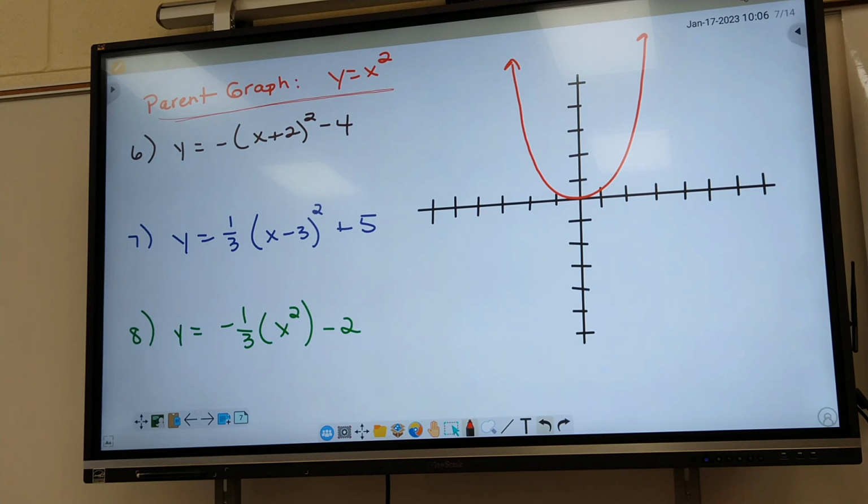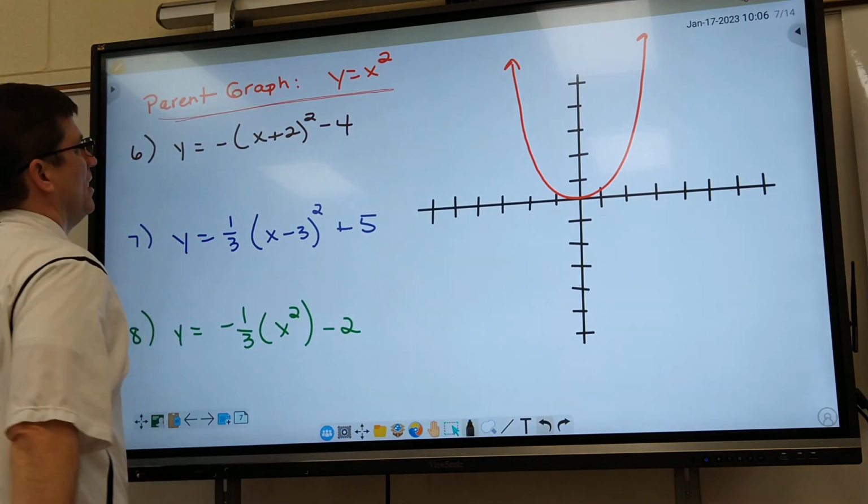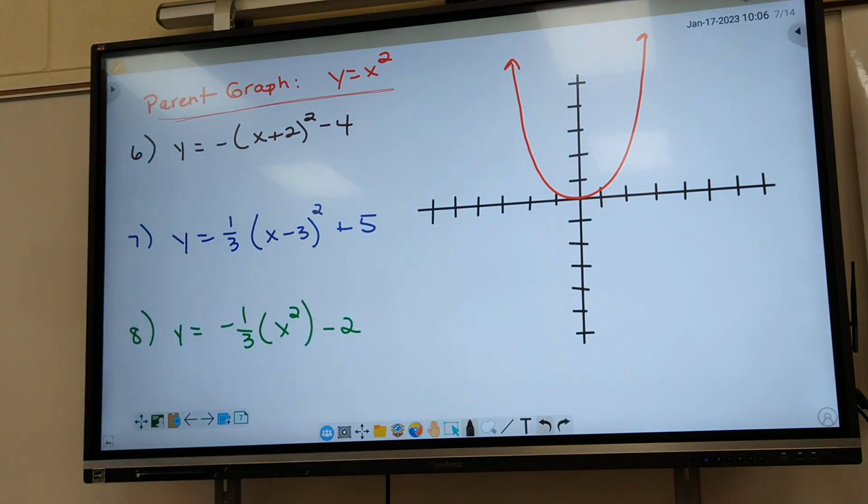If you forget, you can just plug it in your calculator. All right, so for number 6, there are 3 things we have to change.